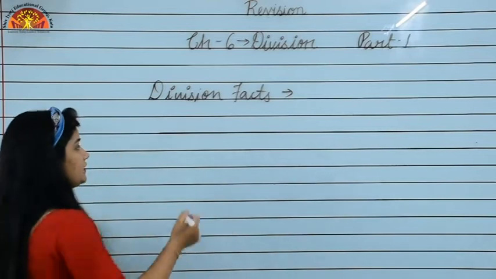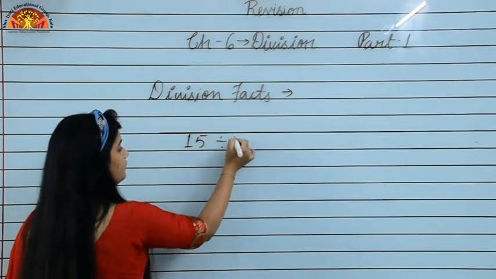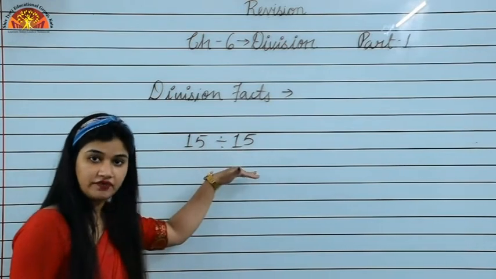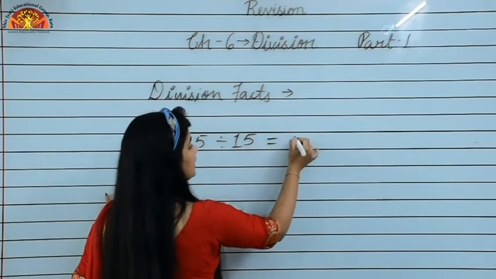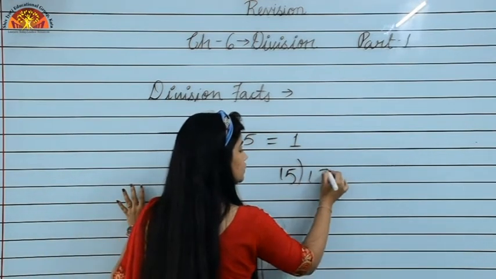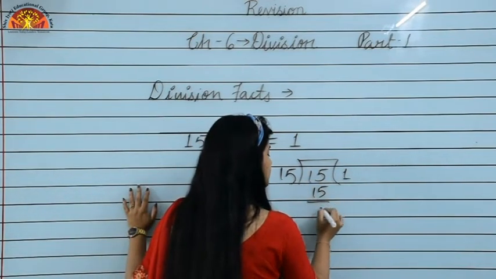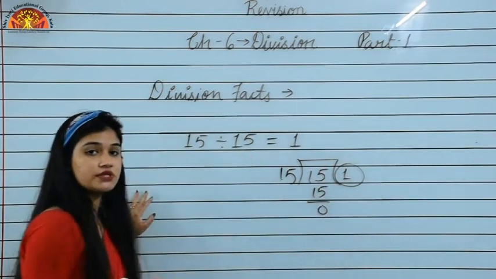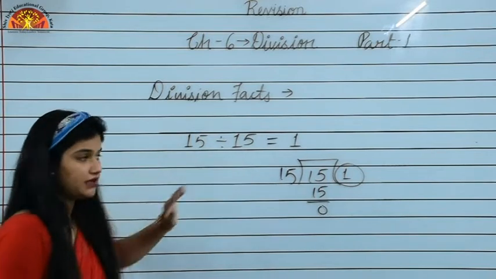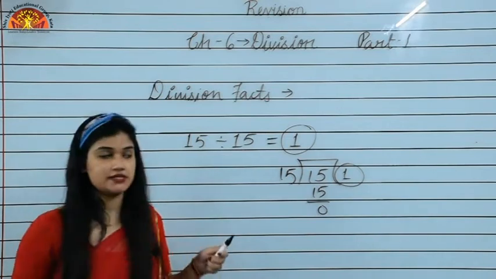Students, if you divide any number, suppose I am dividing 15 by 15, मैं क्या कर रही हूँ, किसी नंबर को उसी नंबर से डिवाइड कर रही हूँ, then I get the answer 1. Is it clear, students? How we can get the answer 1? आप 15 को 15 से डिवाइड करो, 15 ones are 15. So what is the answer? The answer is 1. So students, you can say if you divide any number by the same number, the result will be 1 always, and this is the first division fact.